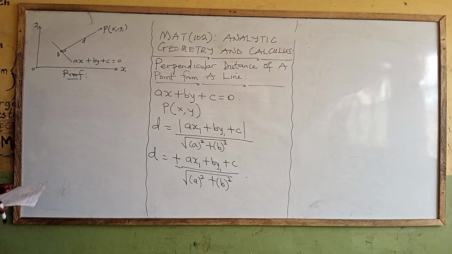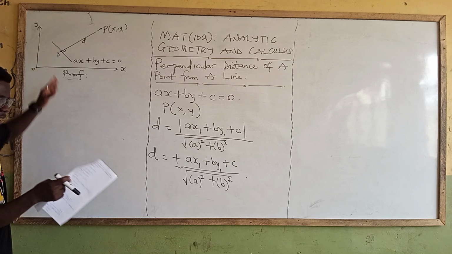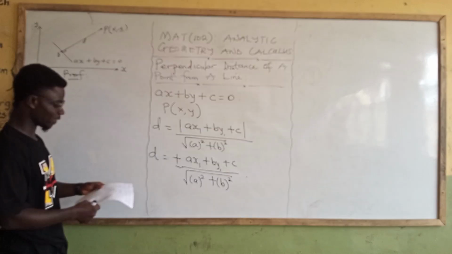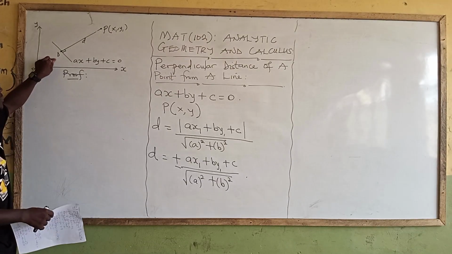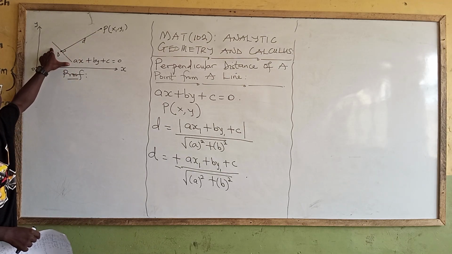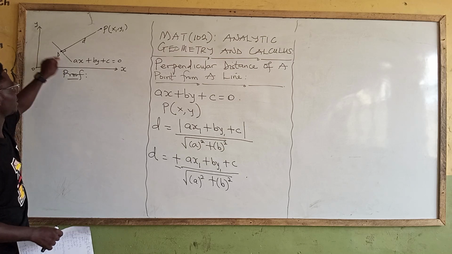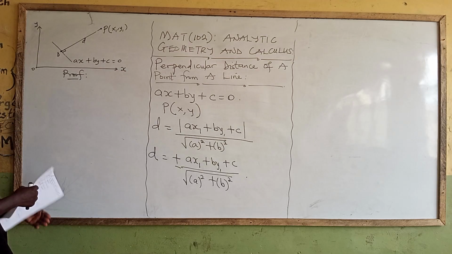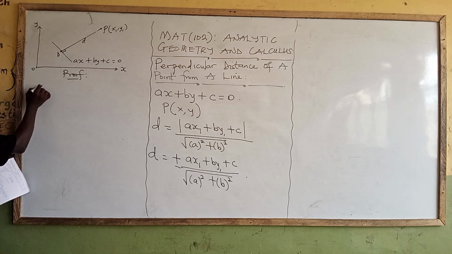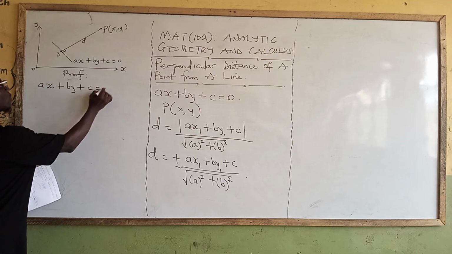So now we say that what? Let D denote the foot of the perpendicular from P to ax plus by plus c equals 0. So that's our D. It is perpendicular, right? So this line is perpendicular to this line, right? So you can see that line DP is perpendicular to this line ax plus by plus c equals 0.